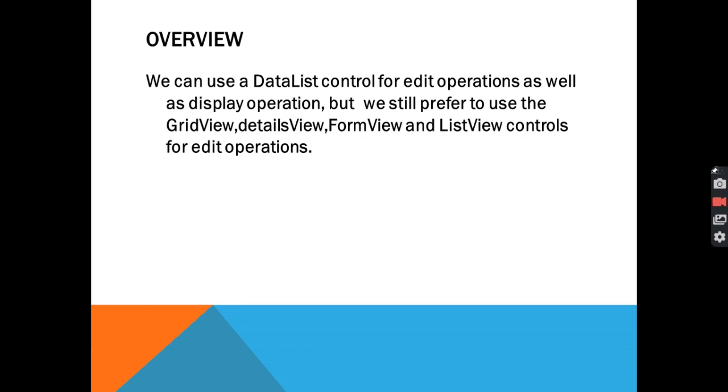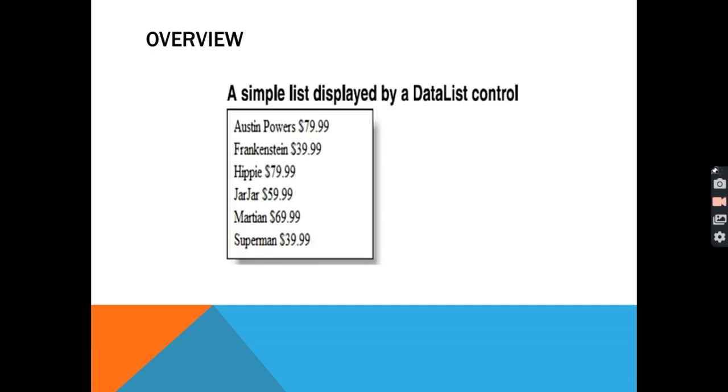We can use a data list control for edit operations as well as display operations, but we still prefer to use the grid view, details view, form view and list view controls for edit operations. Now this is a simple list displayed by a data list control, as we can see over here.